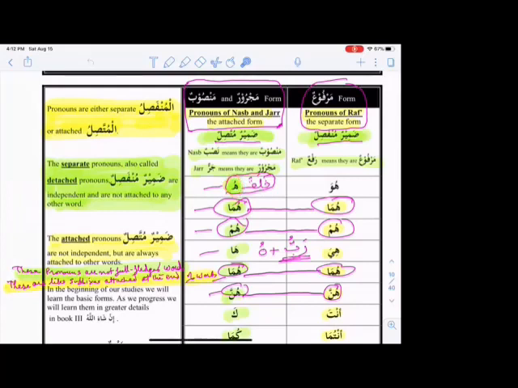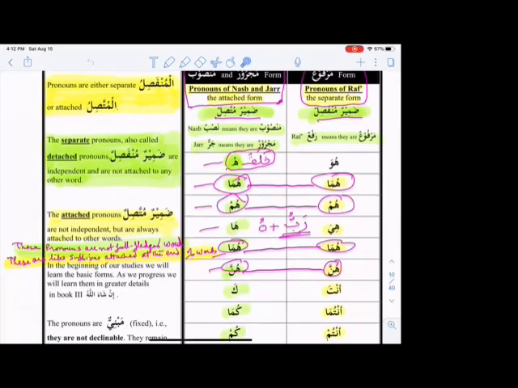Huwa became hu. Now huma will remain huma. Hum will remain hum. Now hiya, make it mansub and majroor, will become ha. Okay. Huma same. Hunna same. So these, not 5, my brother, 4: huma, hum, huma, hunna. They will have the same form when they are mansub or majroor.